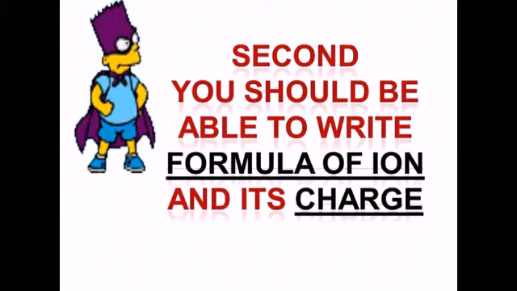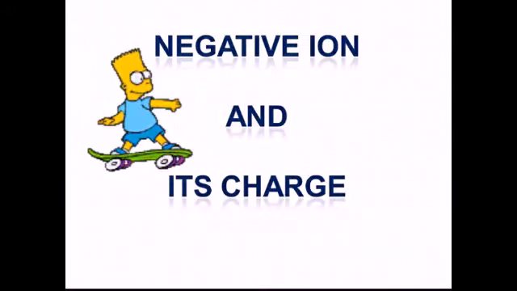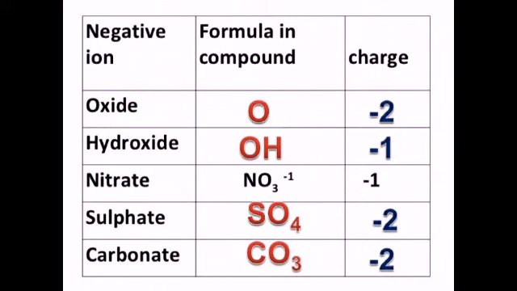Second, you should be able to write formula of ion and its charges. Now let us see the negative ion and its charge. Oxide O, charge is -2. Hydroxide OH, its charge is -1. Nitrate NO3, its charge is -1.